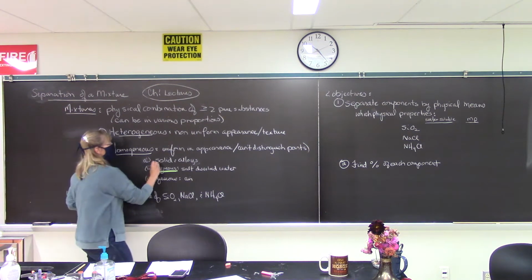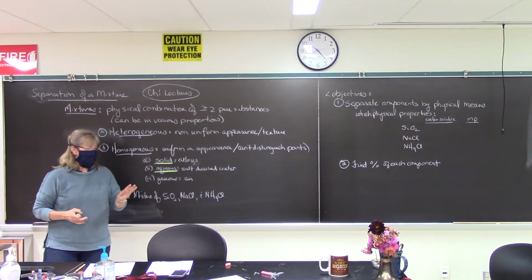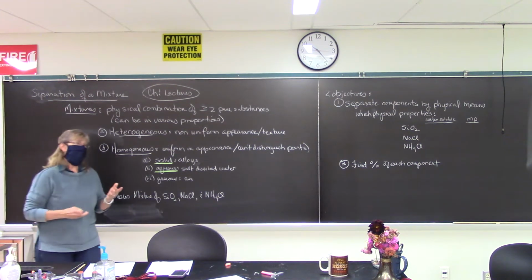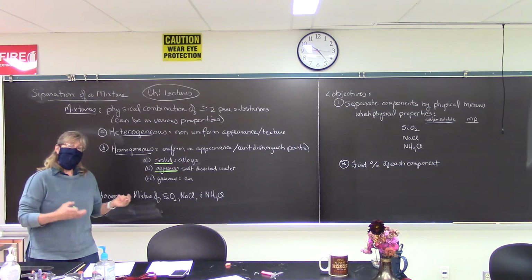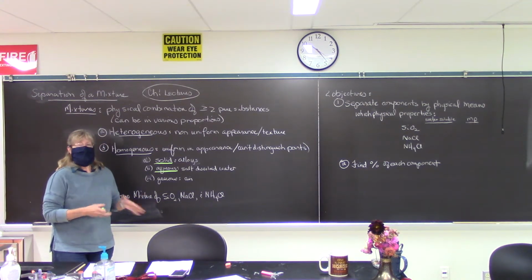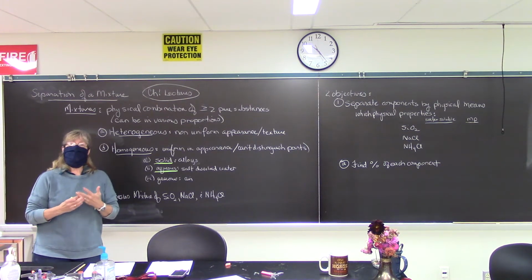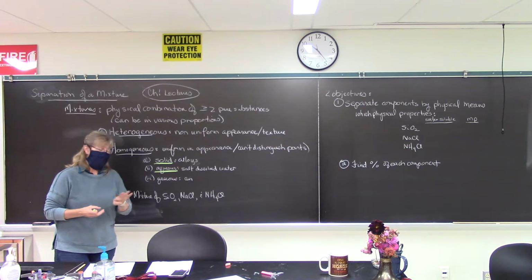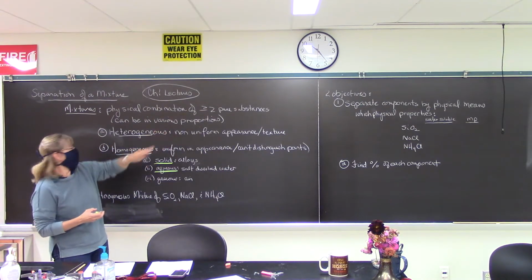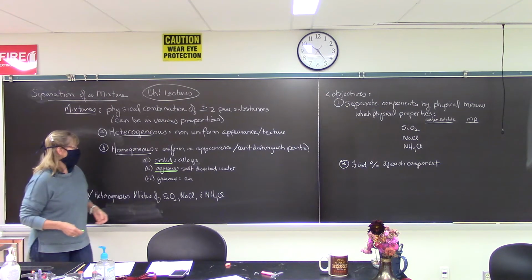We also have solid homogeneous mixtures, and these are alloys. My favorite one is white gold, because that's what my wedding ring is. And it's literally a combination of gold, which is gold colored, and silver, which is silver colored, and in a certain proportion when you mix them together, they look like white gold. And that's an alloy. Bronze, brass, those are alloys as well.